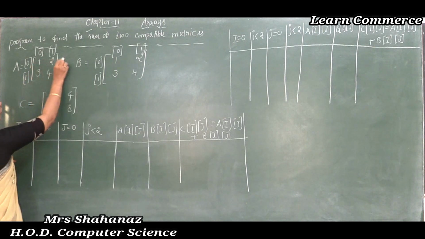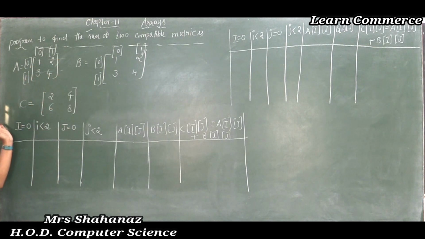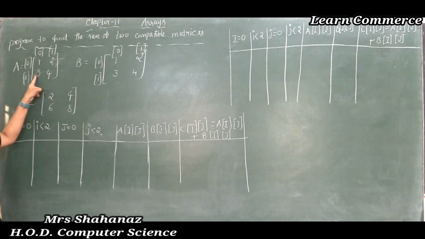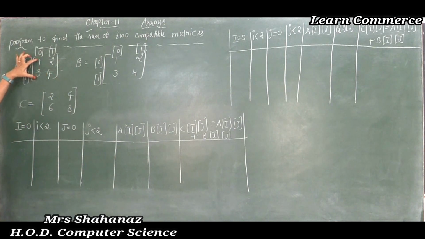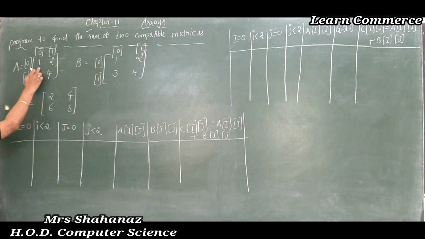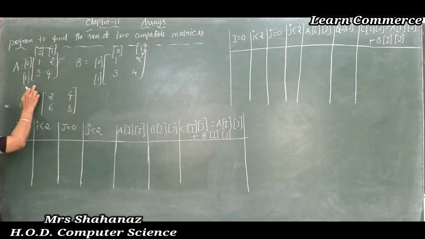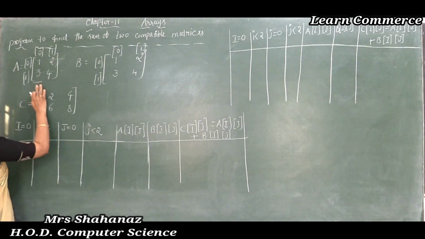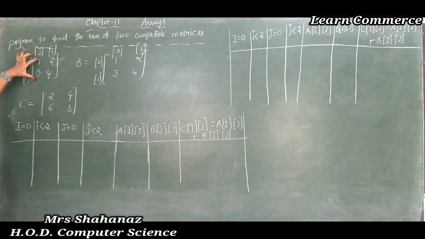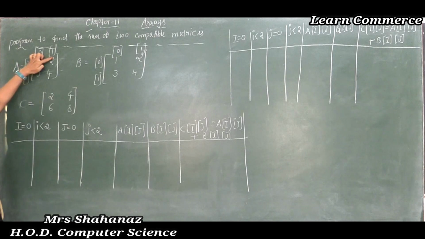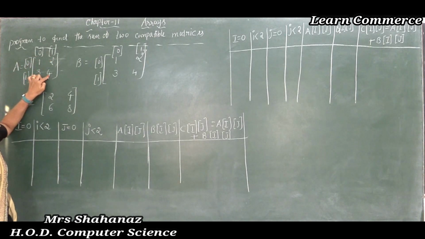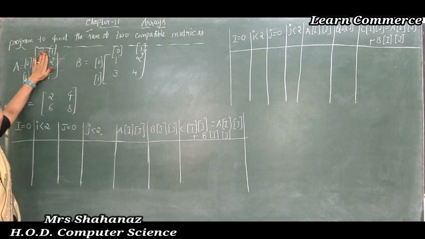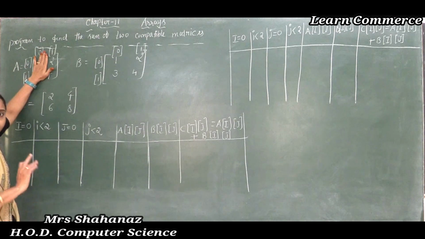As we know, the rows move from left to right. So 1, 2 is one row, and the next one, 3, 4. Now how many columns are there? The columns move from top to bottom. So 1, 3 is column 1, and 2, 4 is column 2. Okay, so 2 rows and 2 columns are there in matrix A.